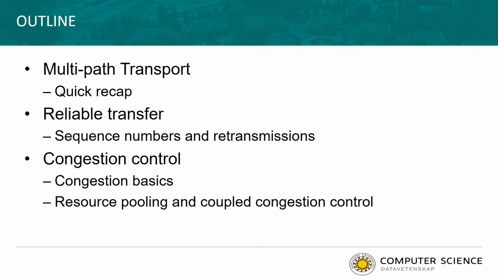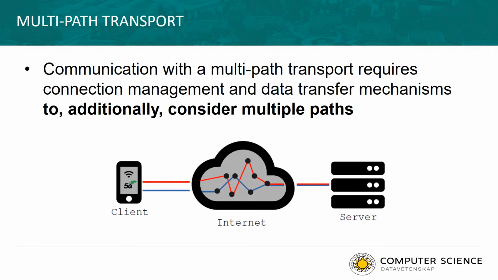So in this lecture we will first quickly recap what distinguishes a multipath transport protocol from single path communication. And we will then move on to the two key topics of today's lecture: reliable transfer, how do we identify the data sent over the connection and how do we manage retransmissions, and congestion control, introducing the basics of congestion control and then looking at resource pooling and coupled congestion control, which are two key concepts for congestion control in a multipath context. First, let us remind ourselves what is needed for multipath transport.